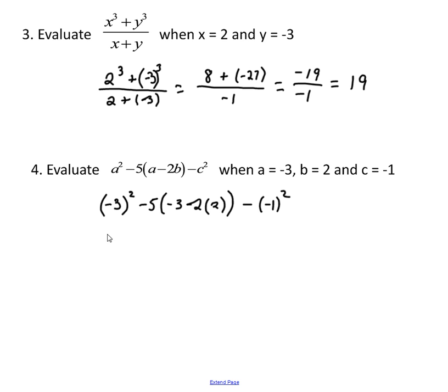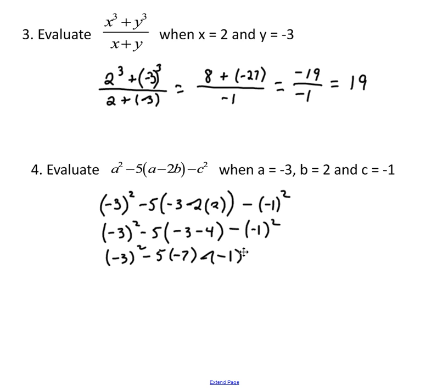Carrying out the order of operations right here, we work inside of our parentheses. We're going to take -3 squared, and we're going to be subtracting from that 5 times -3 minus 4 minus -1 quantity squared, and simplify just a little bit more. -3 squared minus 5 times -7 minus -1 squared. The little board doesn't like to cooperate with me here.